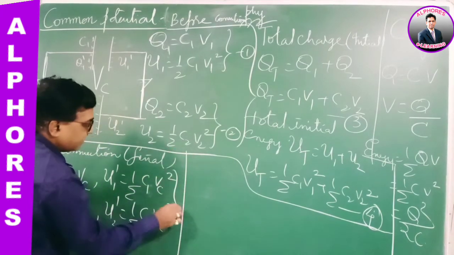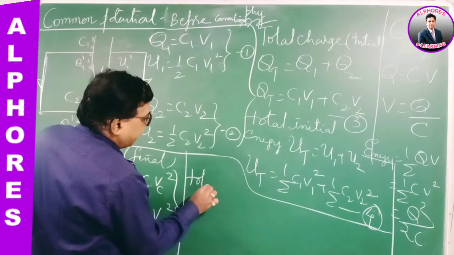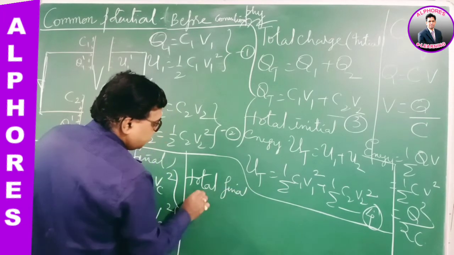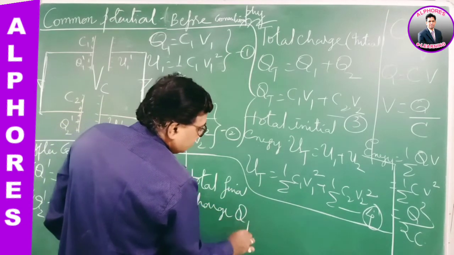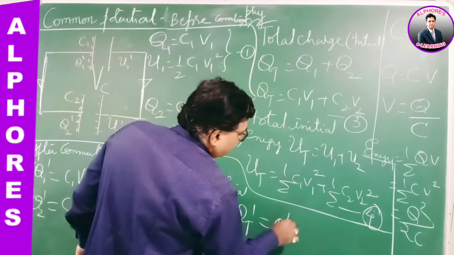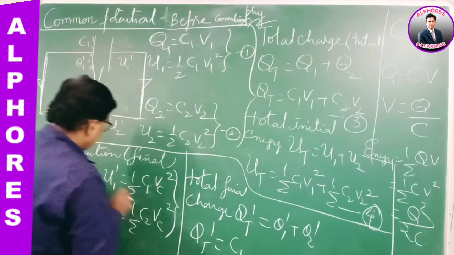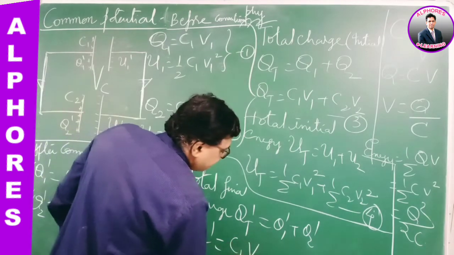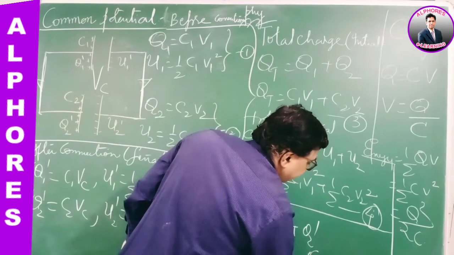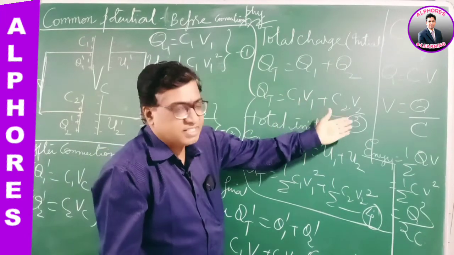Now combining these both, the total final charge Qt dash is Q1 dash plus Q2 dash. So Qt dash is equal to C1 Vc plus C2 Vc, which is C1 plus C2 into Vc. This is C1 V1, this is initial, this is final.